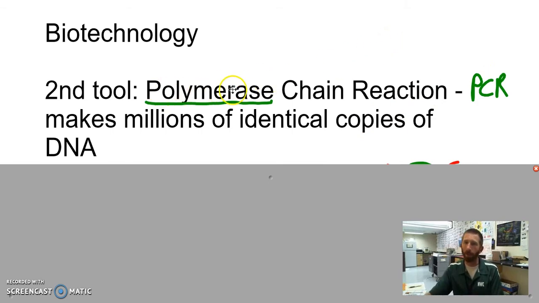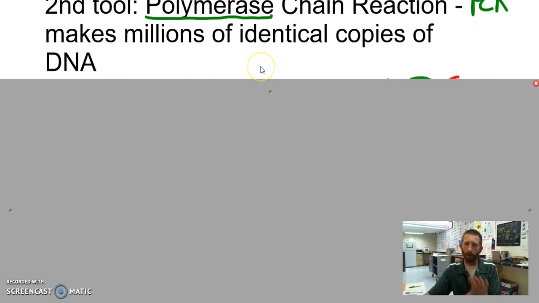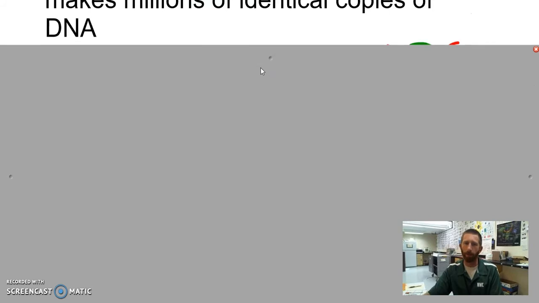Now, you'll remember DNA polymerase all the way back from chapter 12. It's used in DNA replication. So you have a single strand piece of DNA, and then it adds A's to T's and C's to G's. So it makes a polymer. That's why polymerase. It's an enzyme, ase. So hopefully these names are starting to make more sense, and you're starting to become familiar with them. So it makes millions of identical copies of DNA.